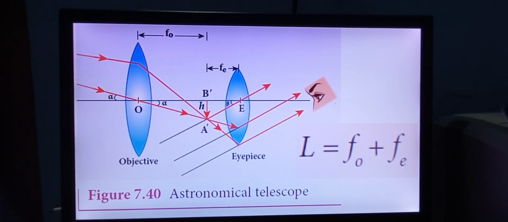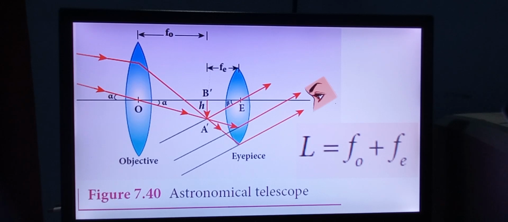Next, astronomical telescope. The two lenses, objective, eyepiece. The formula: capital L will be equal to fo plus fe. So focal length of objective is fo and focal length of eyepiece is fe.